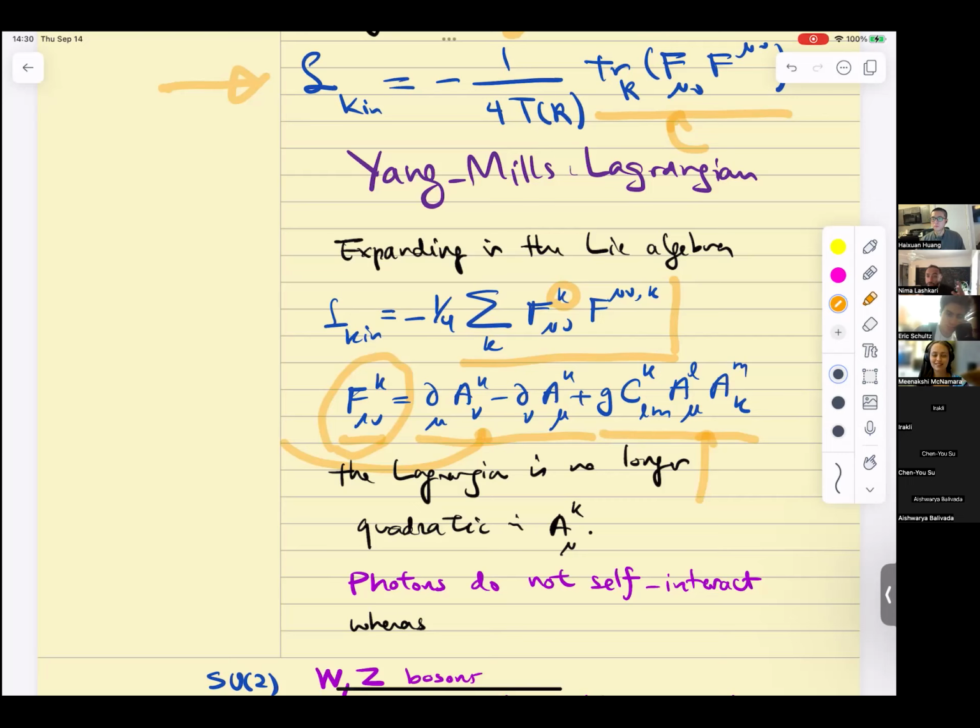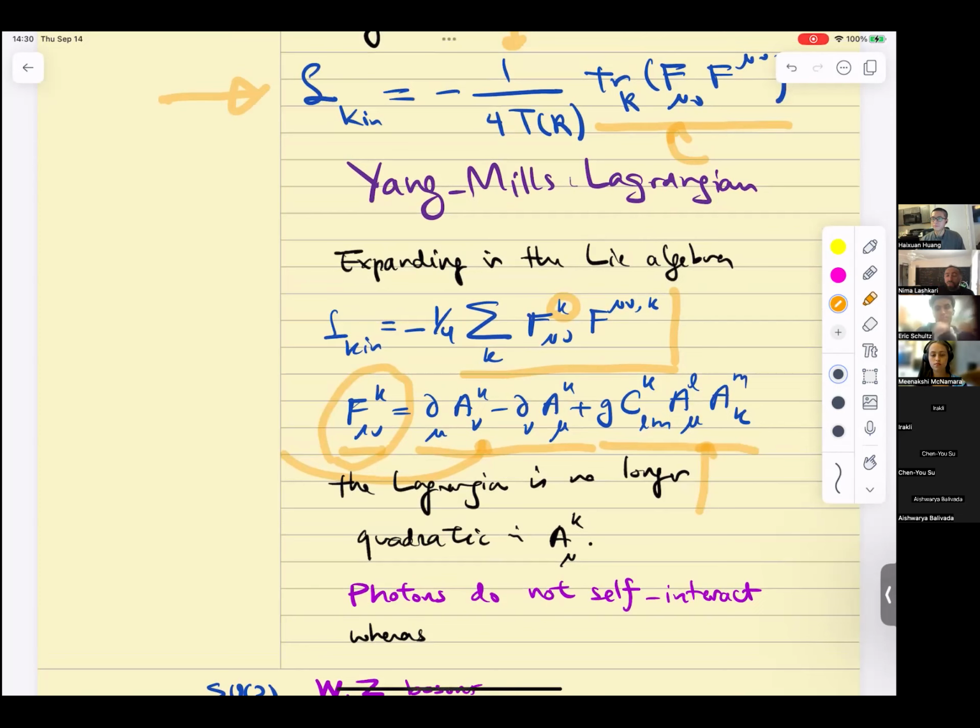Why? Take this Lagrangian and vary with respect to A mu, and you're going to get terms that are non-linear. You're going to get a quadratic term as a force, and you're going to get a quartic term. This means that the quanta of non-abelian gauge theories, the gauge particles, are going to self-interact.